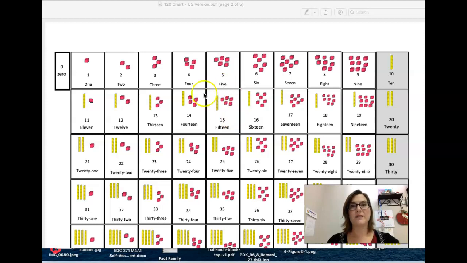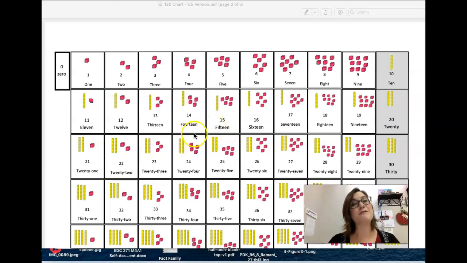Why don't we start with our 15 and see what neighbors the 15 has? We already know the neighbor above it is 5. Look at that. 5 has 10 less than 15 because it doesn't have a rod. It doesn't have a group of 10. It's just 5. It just has ones. So let's see what other neighbors 15 has.